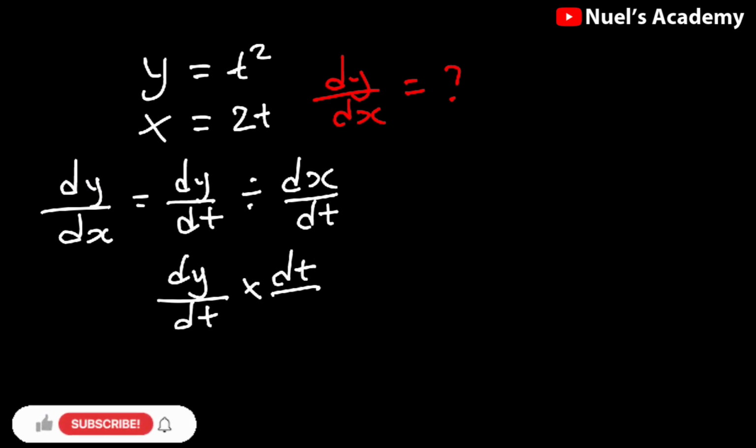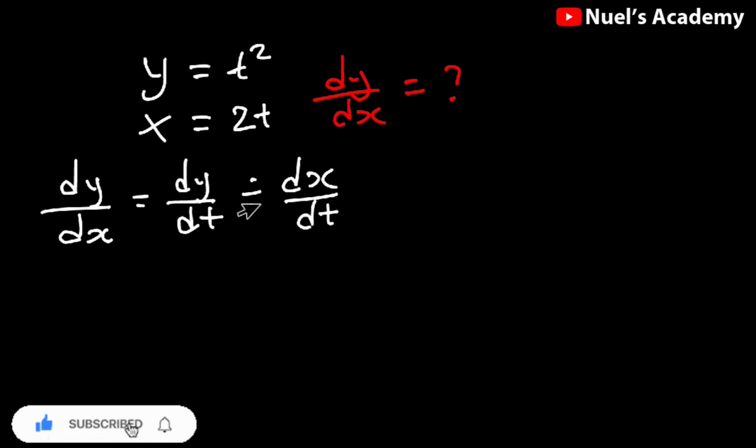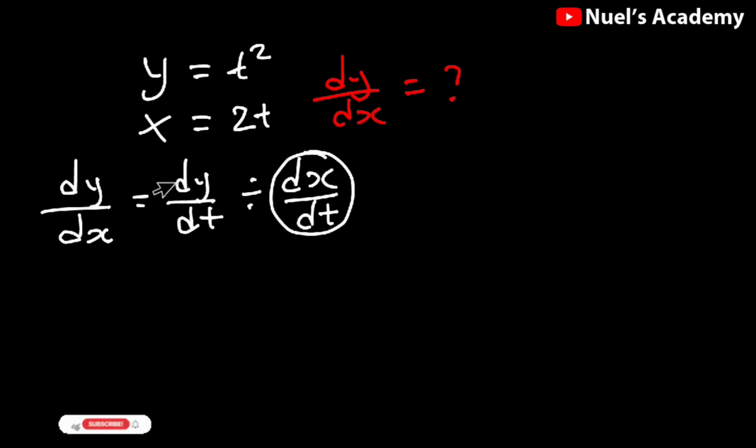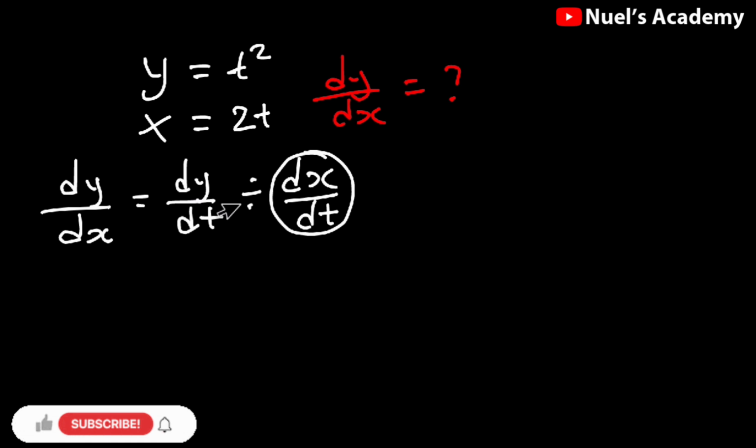So once we find dy/dt and dx/dt, I'm just going to apply this operation we have here, and then we get our dy/dx. Now notice that for this to work, your dx/dt must not be equal to 0, because if it is 0, the whole thing will be undefined. So let's start by finding dy/dt.